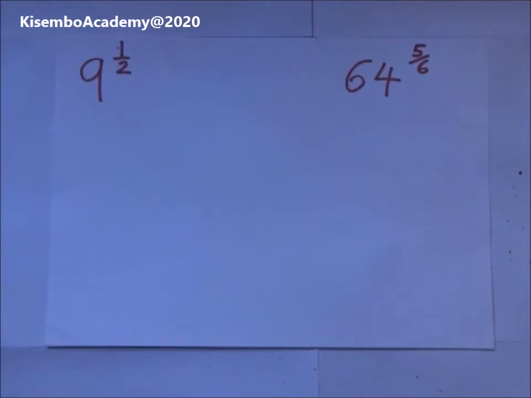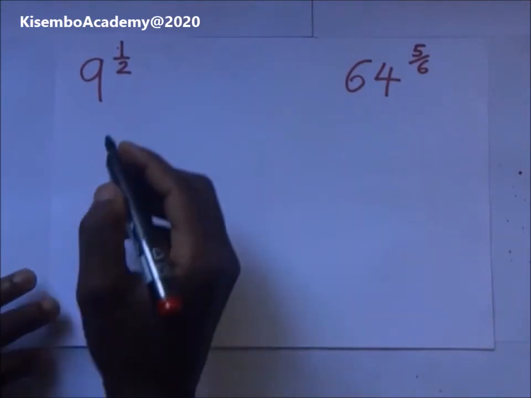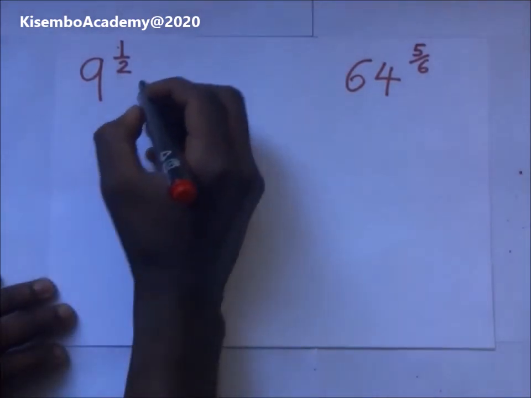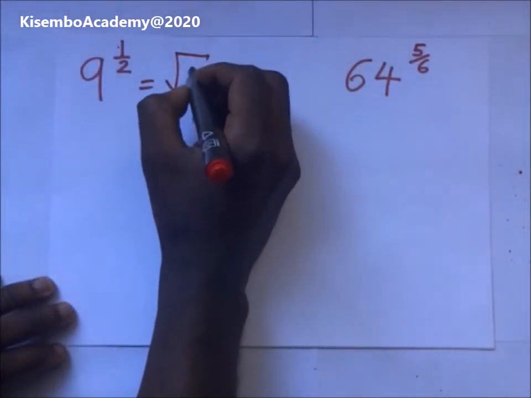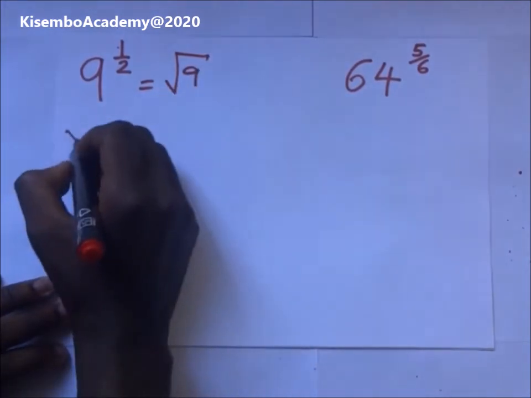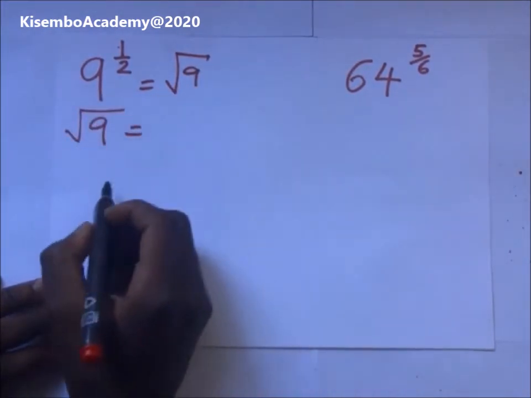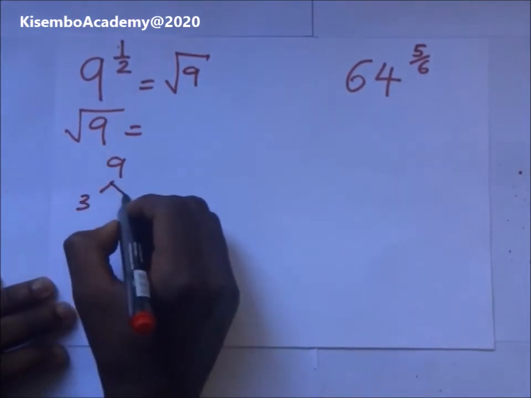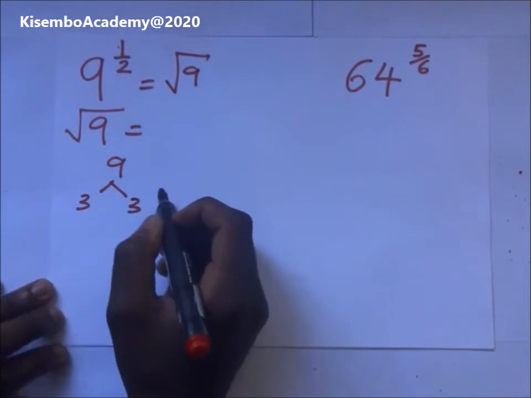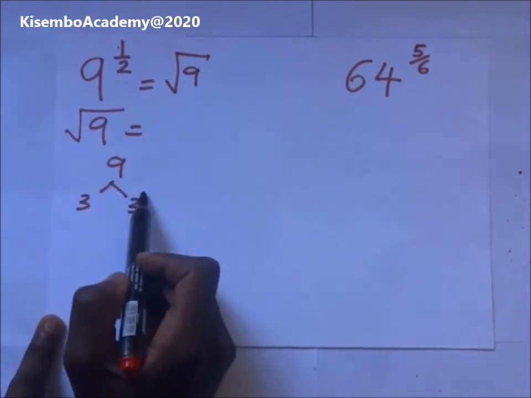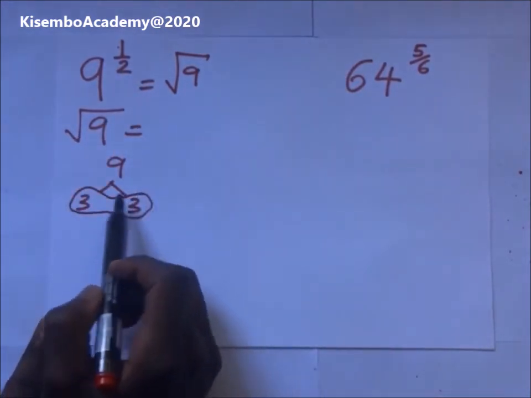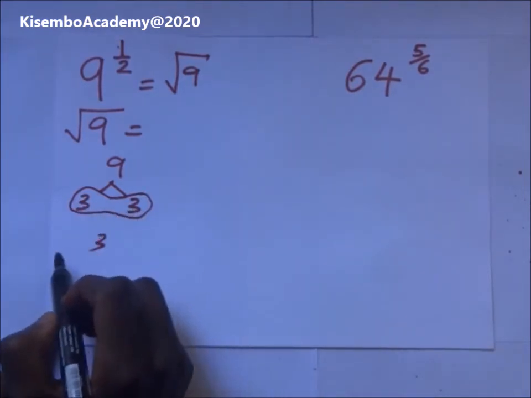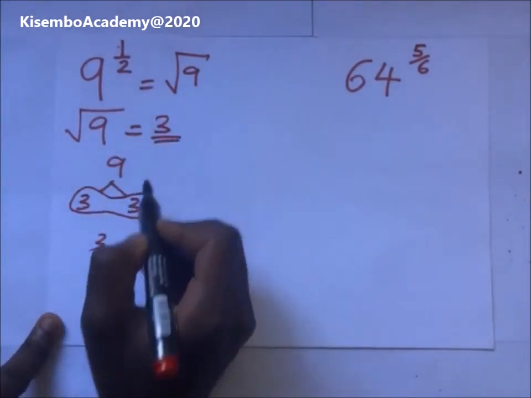We have 9 to the power half. 9 to the power half, like we had introduced in our previous video, it's the same as the square root of 9. So the square root of 9, what is it? Let's try and find it. If you look at 9, if I prime factorize it by 3, you have 3. Since it is square root, you group these in groups of 2, and when you group them in groups of 2, you just choose one number from the group 3, and therefore the answer here is 3.